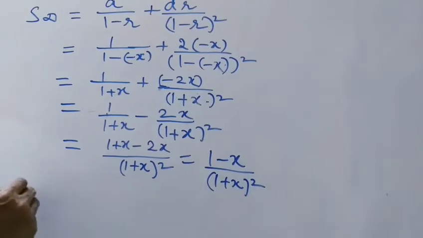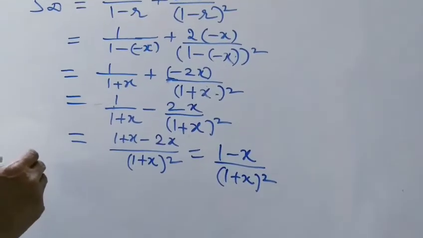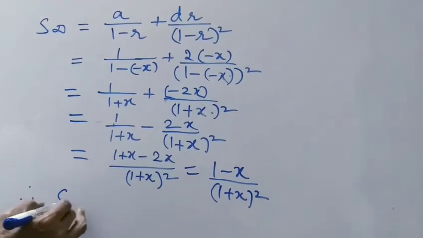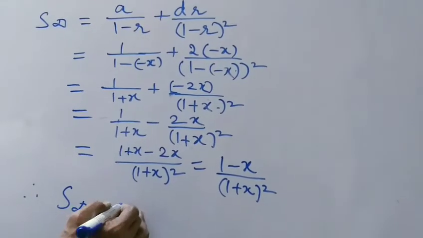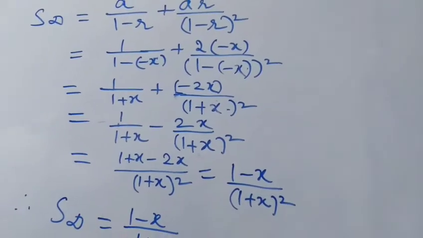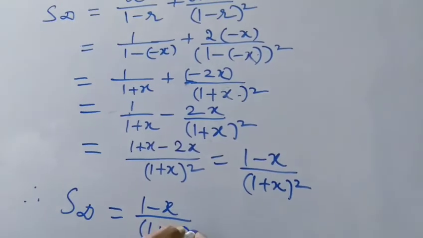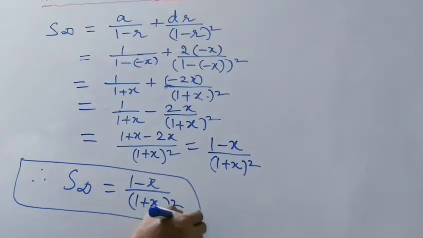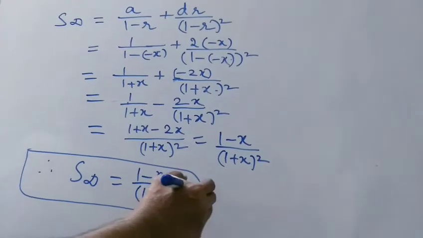Therefore the sum to infinity of the arithmetico-geometric progression, S infinity, is equal to (1 minus x) by (1 plus x) whole square. This is the required answer.